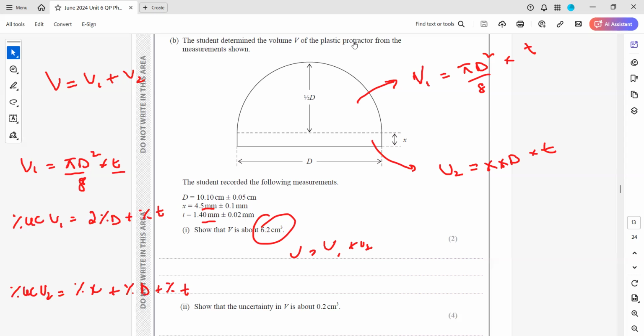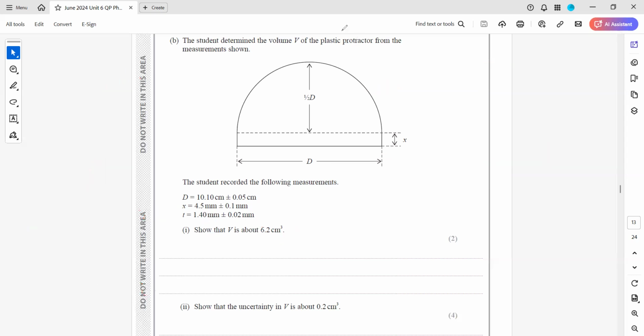Yes, sure, I will repeat the part on percentage uncertainties. Look, the question is to show that the uncertainty in the volume is about 0.2. How did we calculate the volume? We calculated the volume by adding two separate volumes, V1 and V2.